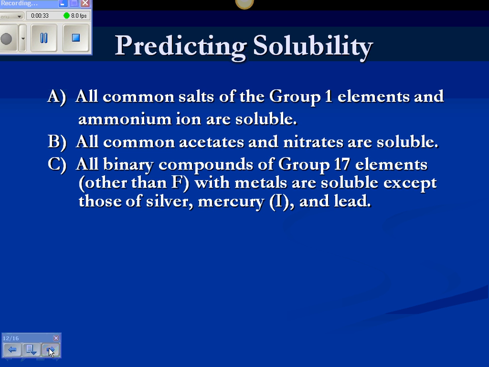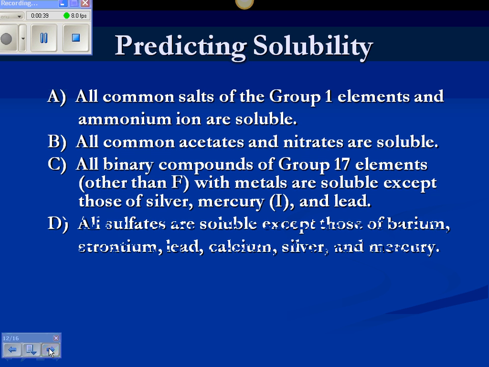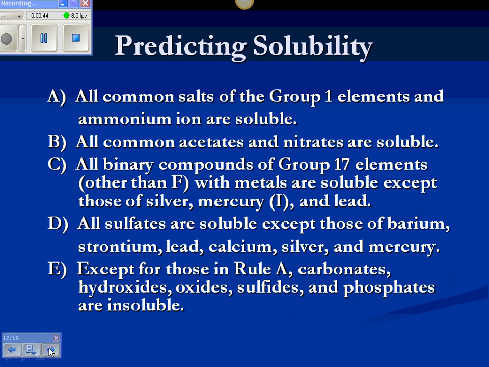Binary compounds with metals are soluble except for, and this is where you just want to take a look, silver, mercury 1, and lead. Sulfates are soluble, and we just have some exceptions. And then, except for those in Rule A, carbonates, hydroxides, oxides, sulfides, not sulfates, sulfides, and phosphates are insoluble. So we would put an S after that.